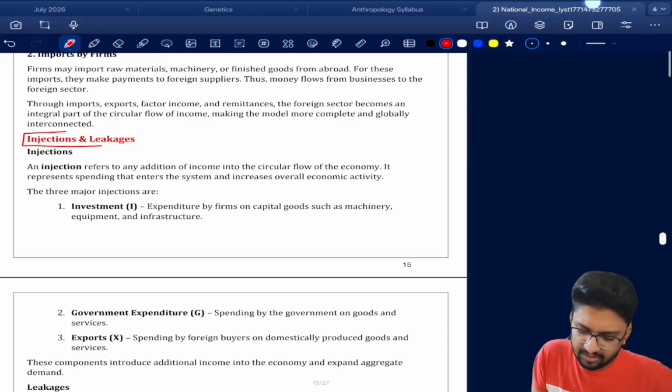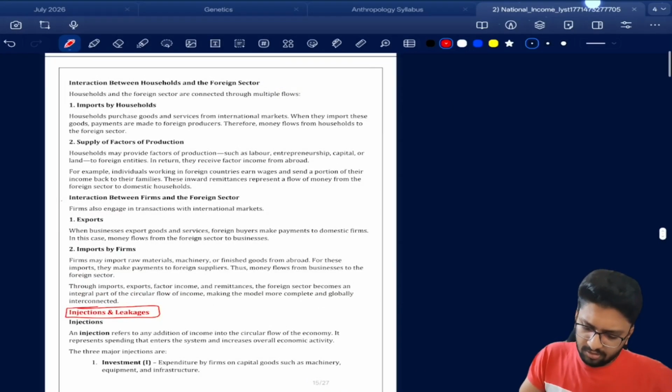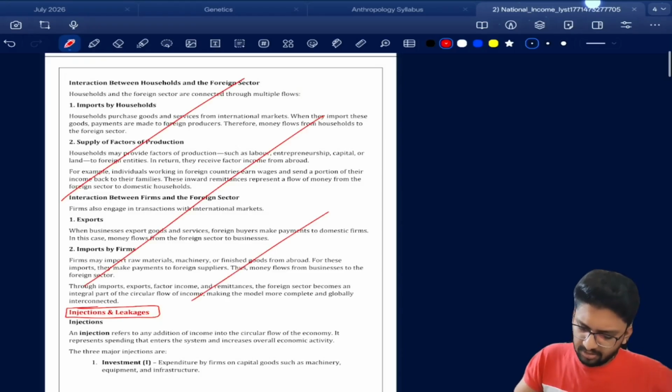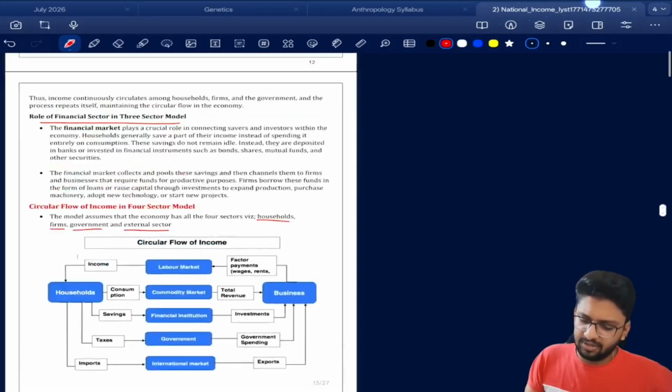Injections and leakages, this is important. We can skip this because basic economics just covers this part. There is nothing new, this is just jargon.